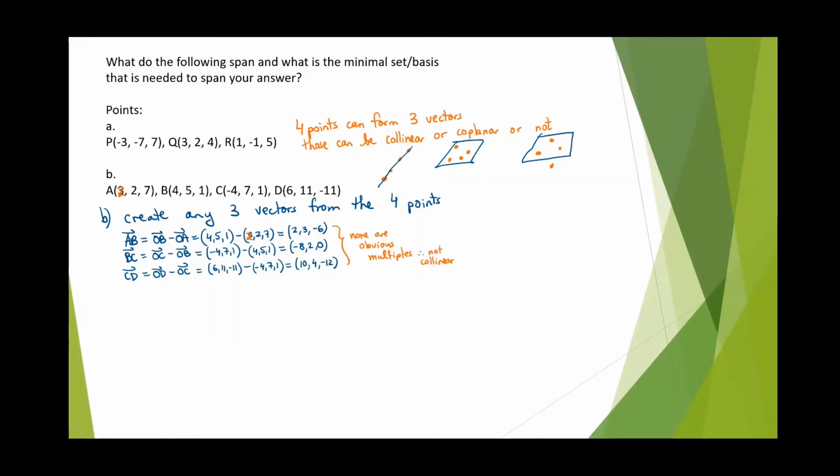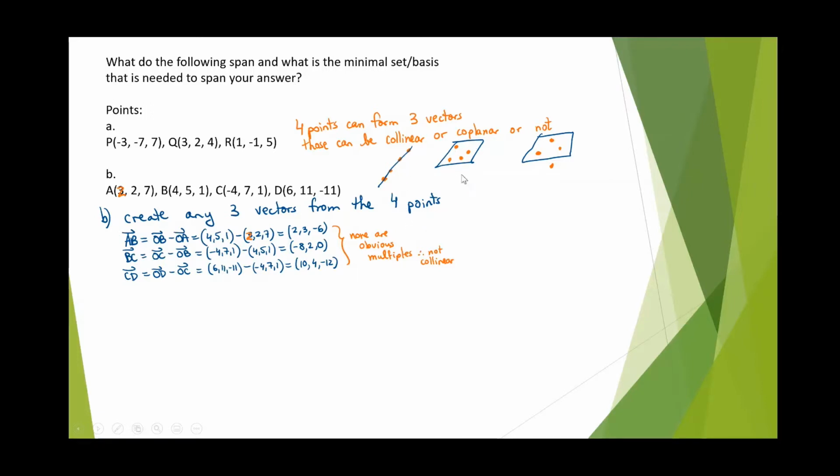So after you create the 3 vectors out of the 4 points, you should glance at them to see if any of those 3 are multiples of each other. So you don't have to proceed and do the algebraic calculations. So none are obvious multiples, so we could say they're non-collinear. So this situation with all 4 points on the line is out the door. It's not what we have here.